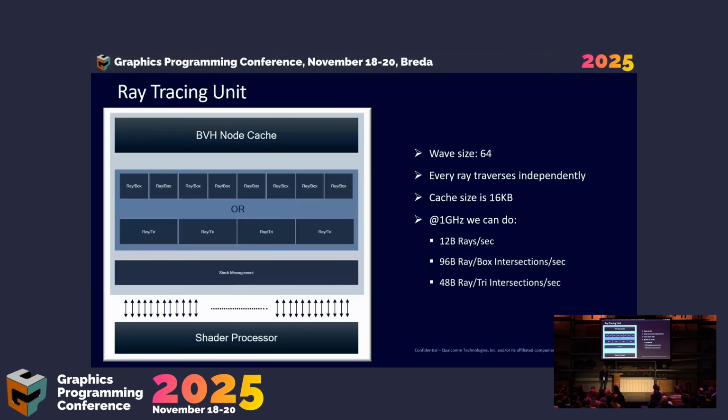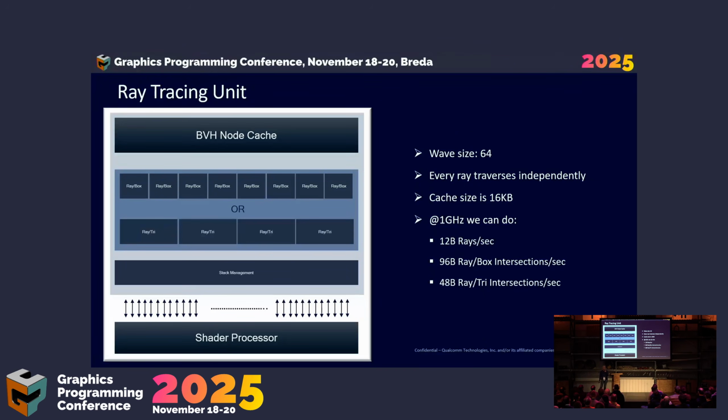We also have a dedicated node cache where we can store the nodes that the rays want to intersect against. The cache is 16 kilobytes. At 1 gigahertz, just some numbers here, we can do about 12 billion rays per second. That can also be translated to 96 billion ray box intersections per second, or 48 billion ray triangle intersections per second.